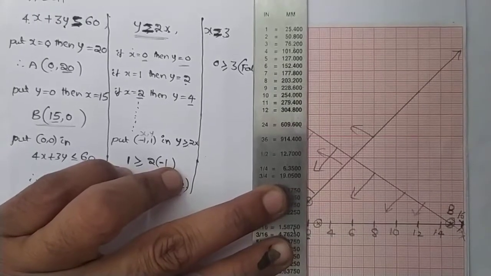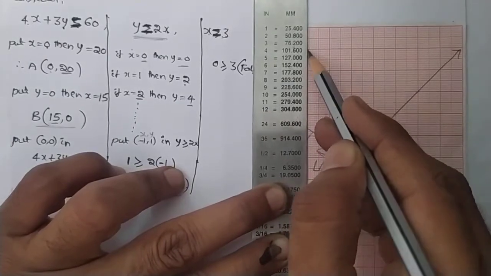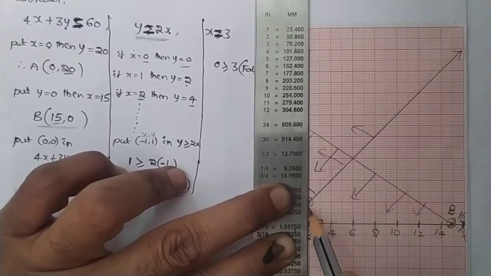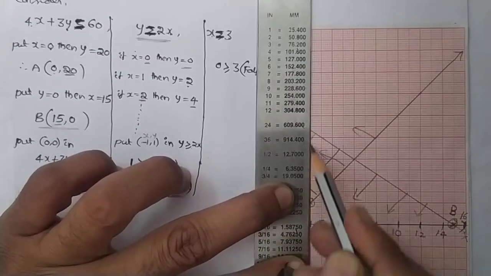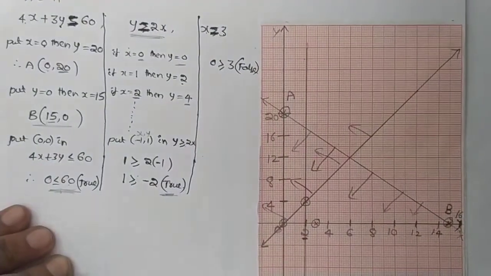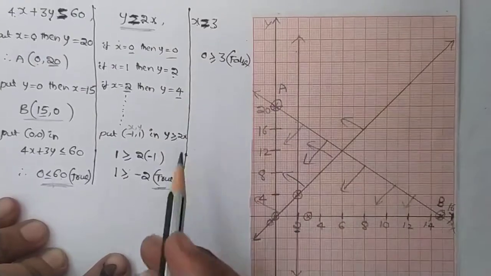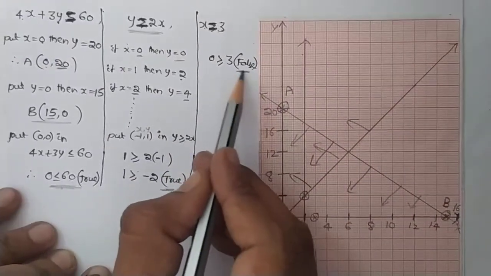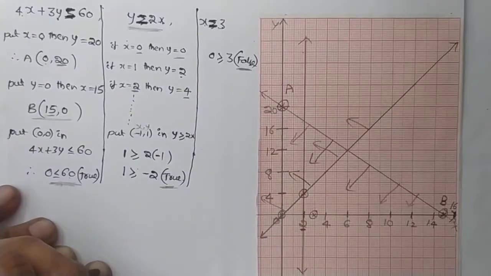And also you just see the question once again. This inequality involves x greater than or equal to 3, so we have to draw a thick line. It is the line x equals 3. This result is giving false. So where do we have to shade?